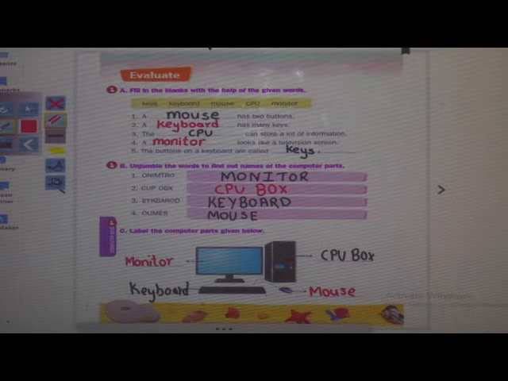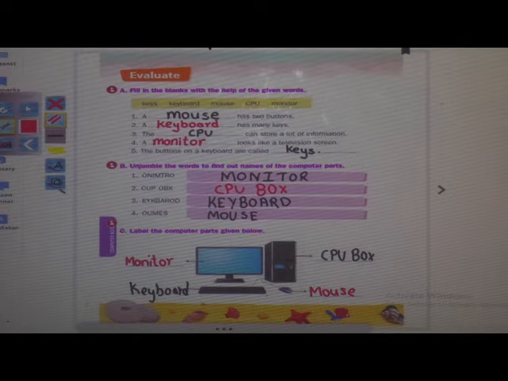We have seen the exercise first, that is fill in the blanks. A mouse has 2 buttons. The answer is mouse. Second, a keyboard has many keys. Answer is keyboard. Next, third one, the CPU can store a lot of information. Answer is CPU. Fourth, a monitor looks like a television screen. Answer is monitor. Fifth, the buttons on the keyboards are called keys. Answer is keys.